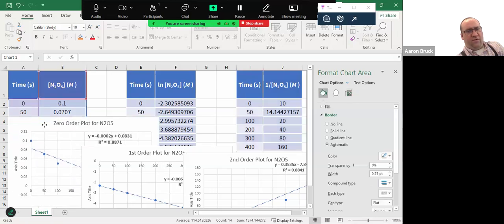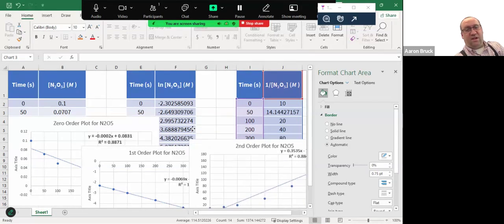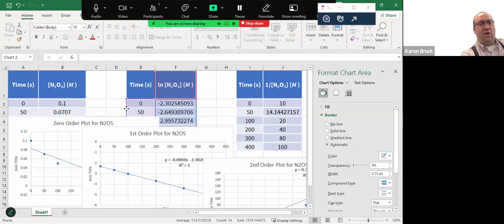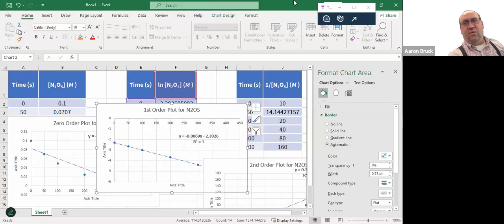So first order, or I'm sorry, 0 order, is actually better than second order, which is kind of unusual. But neither of them are good. They're both bad. So with the graphing here, we have been able to determine the first order status for dinitrogen pentoxide. We've done that.